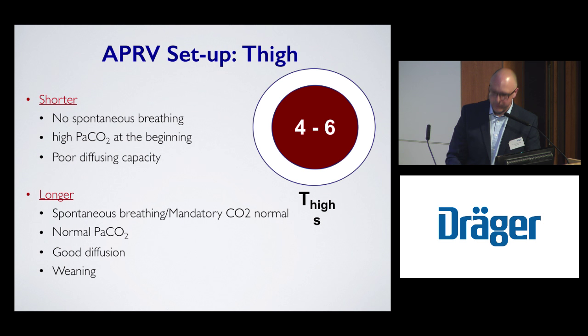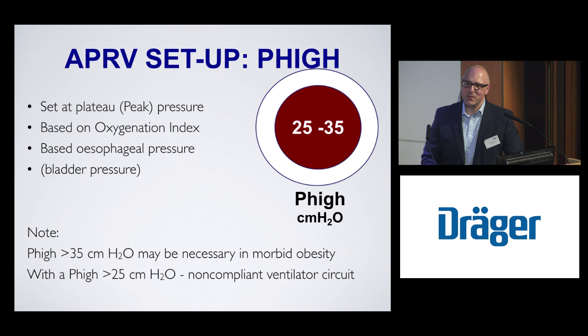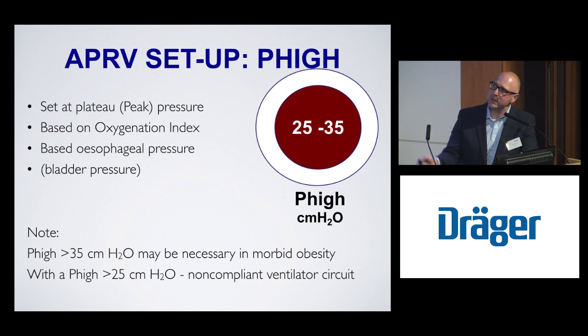The P high is a very difficult thing, and this is going to be an expert question, but I'll tell you what I've experienced in two patients. This is P high, so normally it's between 25 and 35, but this is really a rule of thumb. We can set it based on the plateau or peak pressure, depending on what modality of ventilation you use. You can use the oxygenation index, and I'm going to show you the importance of it. We can be a little bit more sophisticated looking at esophageal pressure, but that's certainly not routine, and is something that might not be recommended all the time.